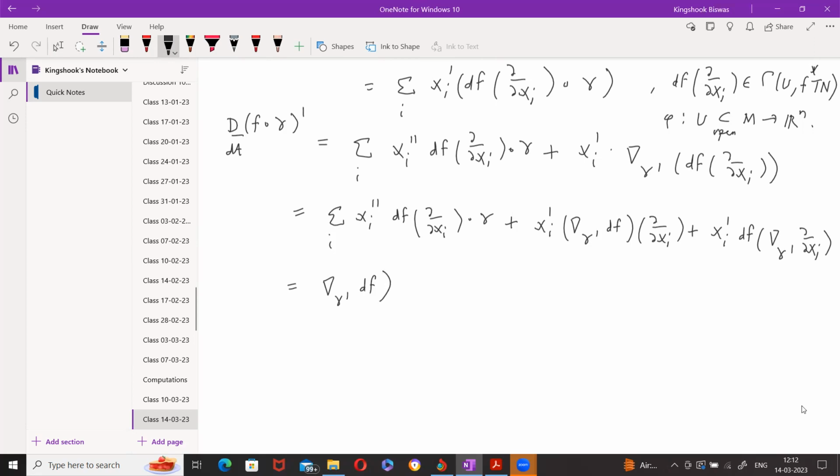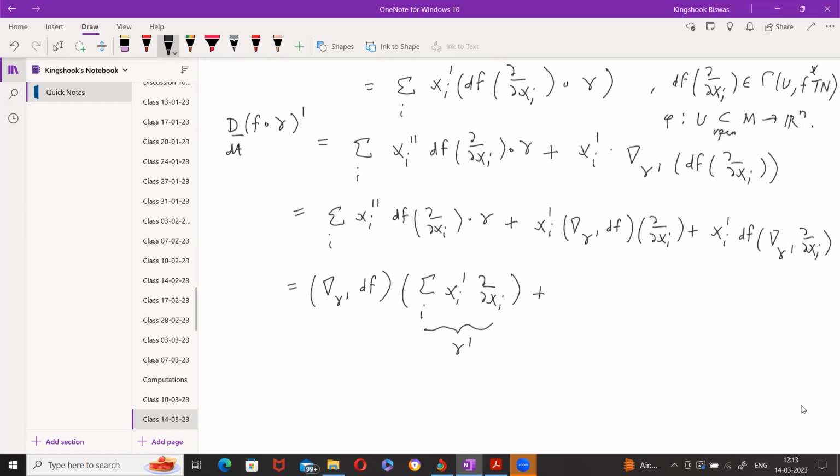I put this xi prime inside and I sum over I, right? So inside, what will I have? Sum over I xi prime del del xi, right? This thing is nothing but my gamma prime again. All right.